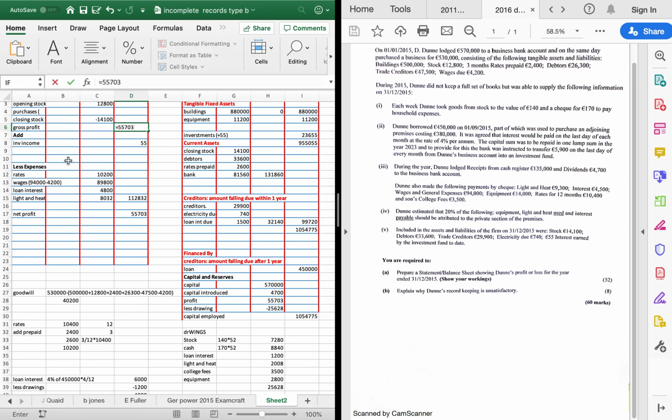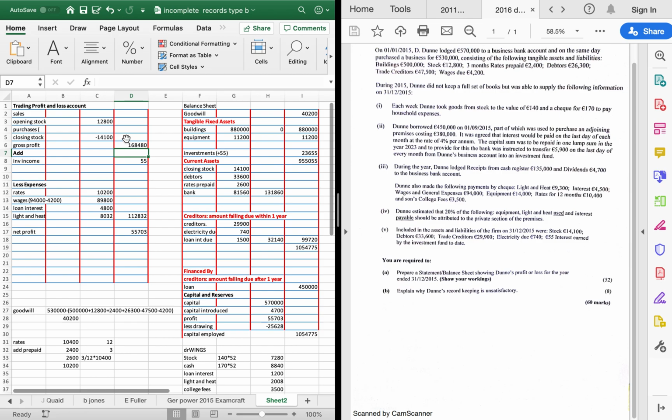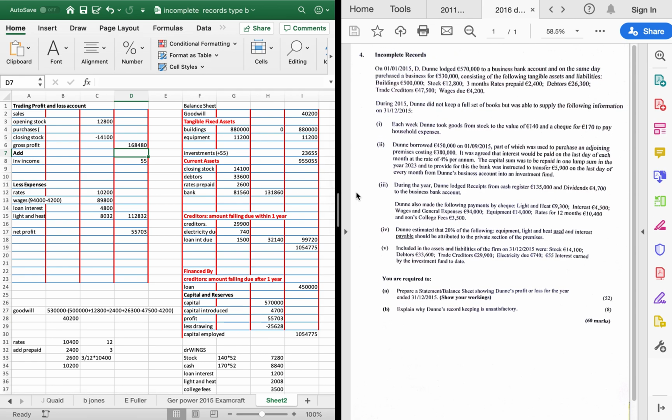We'll add on the expenses and take away the 55. That's 168,480. Does it tell us what percentage it is? It doesn't tell us because you didn't actually have to do the trading profit and loss account. So you can't really complete it to there.